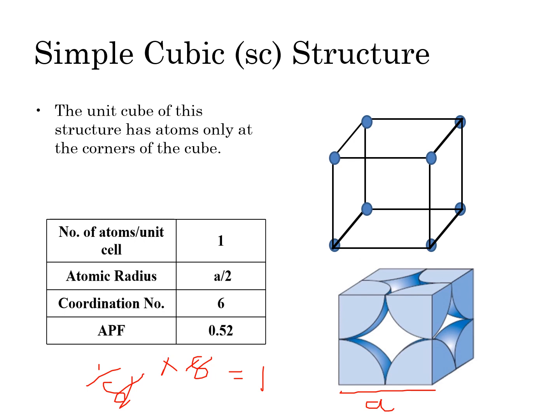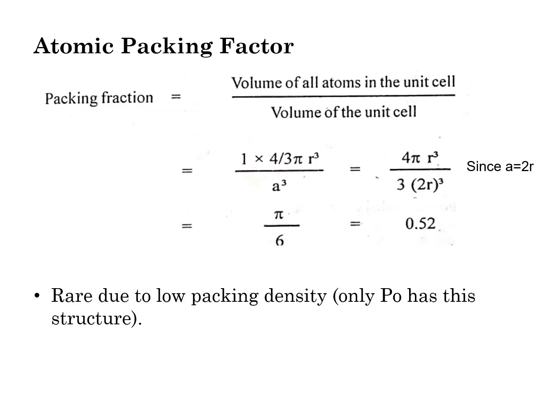Next, we have to calculate the atomic packing factor. Atomic packing factor or packing fraction is equal to the volume of all atoms in the unit cell to the volume of the unit cell. Therefore, here it is the number of atoms present in the simple cubic structure into the volume of the atoms. The atom is spherical in shape. Therefore, the volume of the atom is 4/3 pi r cube. Volume of the unit cell is a cube, that is the side of the cube is a. Therefore, the volume is a cube.